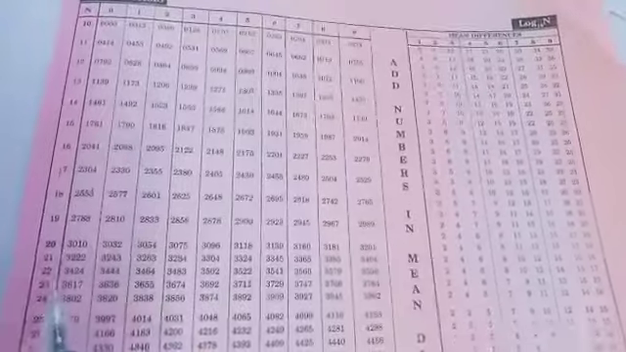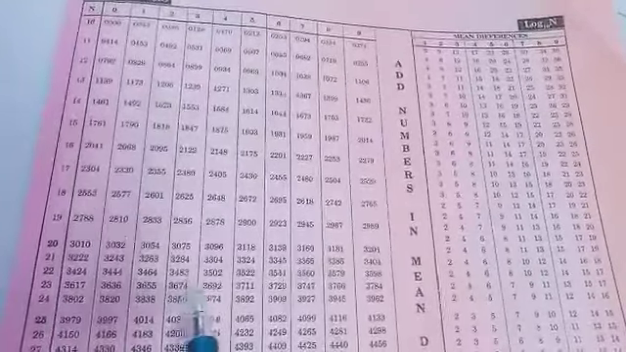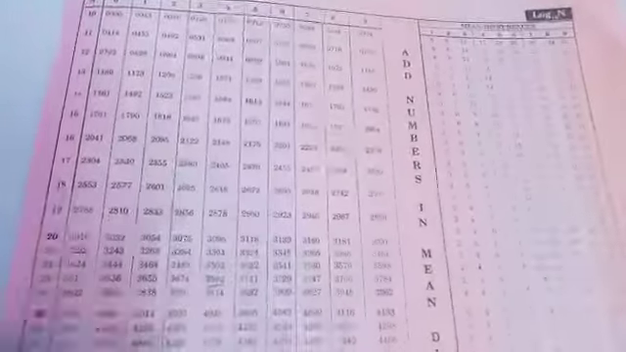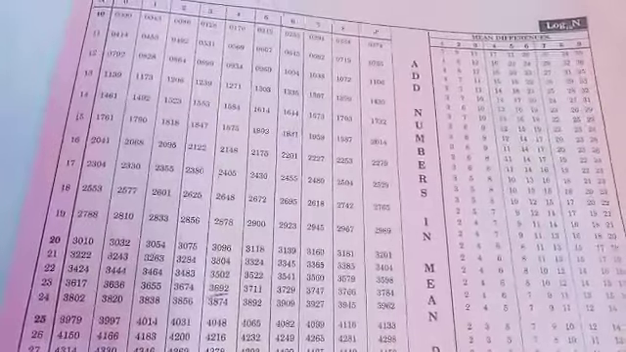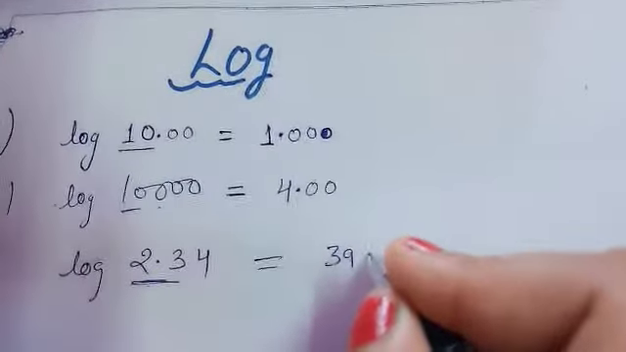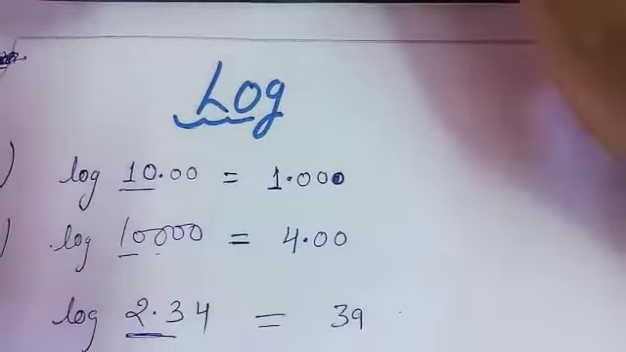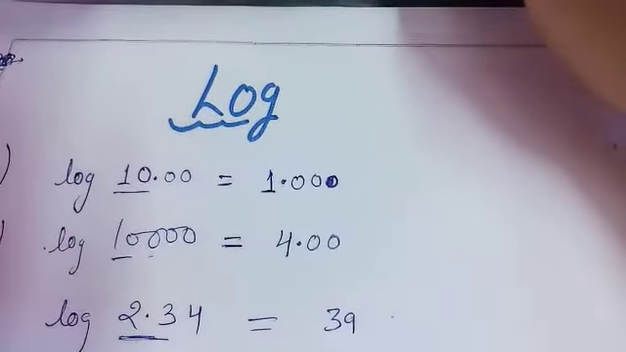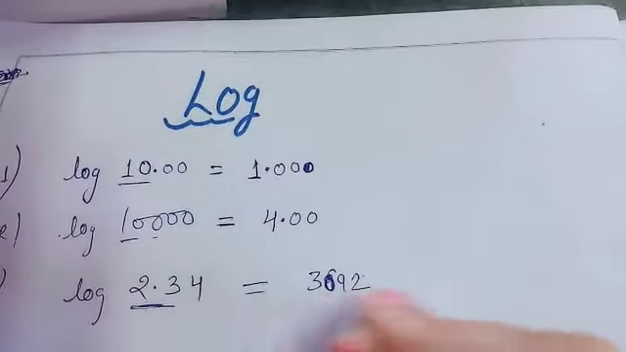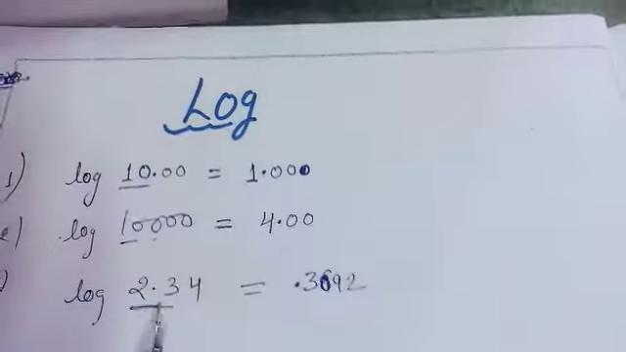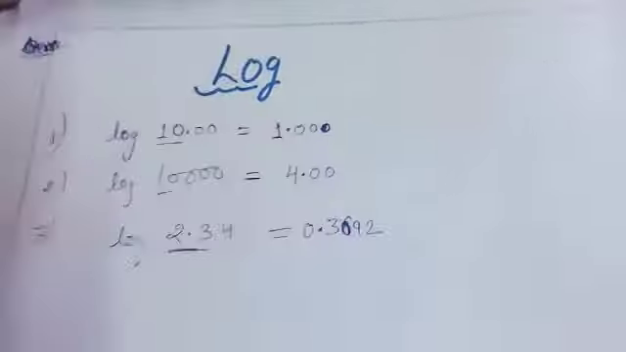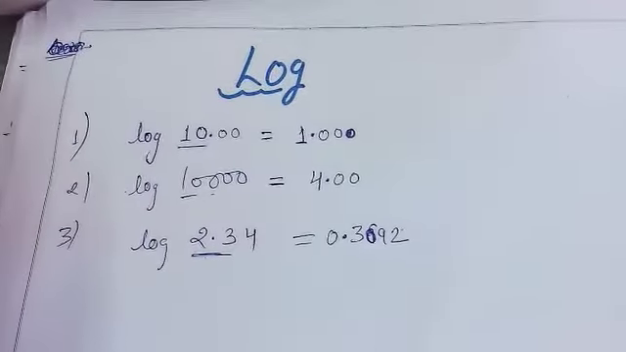Now just see, this one is 23 and value of 23 in 4, this one is 3692. Okay, so this one is, you have to write 3692. Okay, this value, now put decimal here, done. Now point before decimal how many digit, it's a 1 digit, so 1 minus 1, that one is equal to 0. Okay, so like this you can see log.